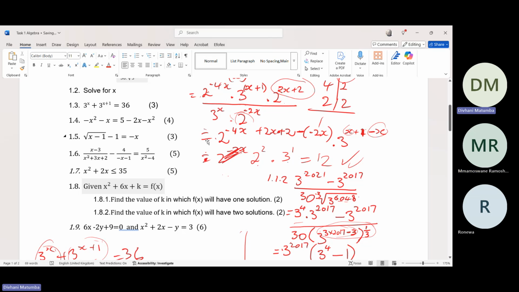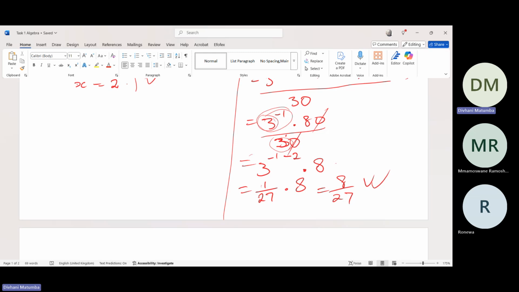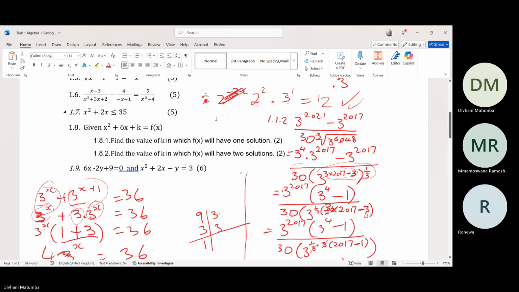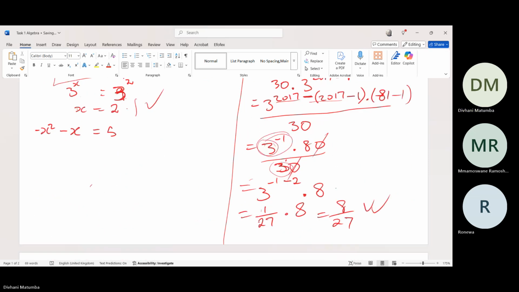Yes, sir. Okay. We have minus x squared minus x is equal to 5 minus 2x minus x squared. So from here, what do we do? Ronel, what is the first thing to do?